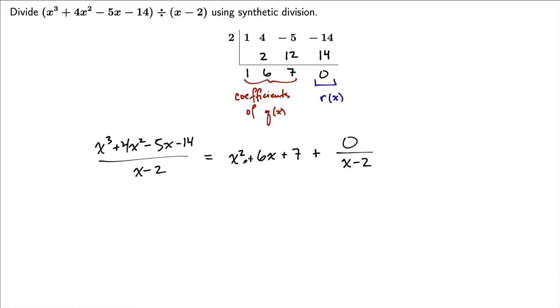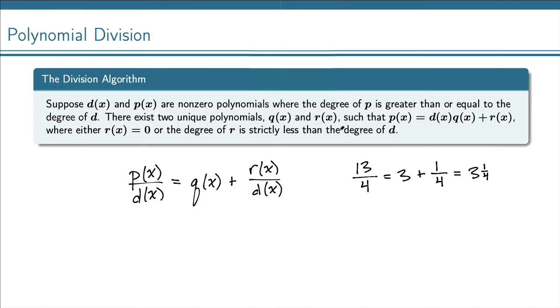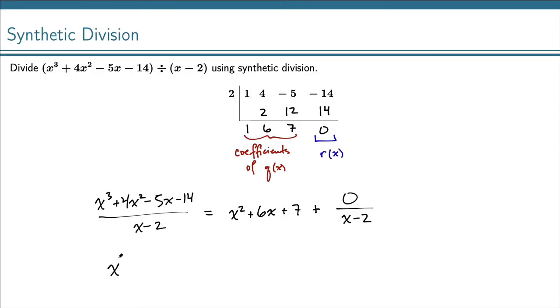So we can write it in this form, or you can write it in the previous form, the division algorithm form, and this is why it was written in that form. Because if we write it in this form, it just gives us a factored form for our polynomial. It says x cubed plus 4x squared minus 5x minus 14 is equal to the divisor times the quotient, and then plus the remainder, but the remainder here is 0, so we don't actually need to write that. Okay, so that's the division using synthetic division.